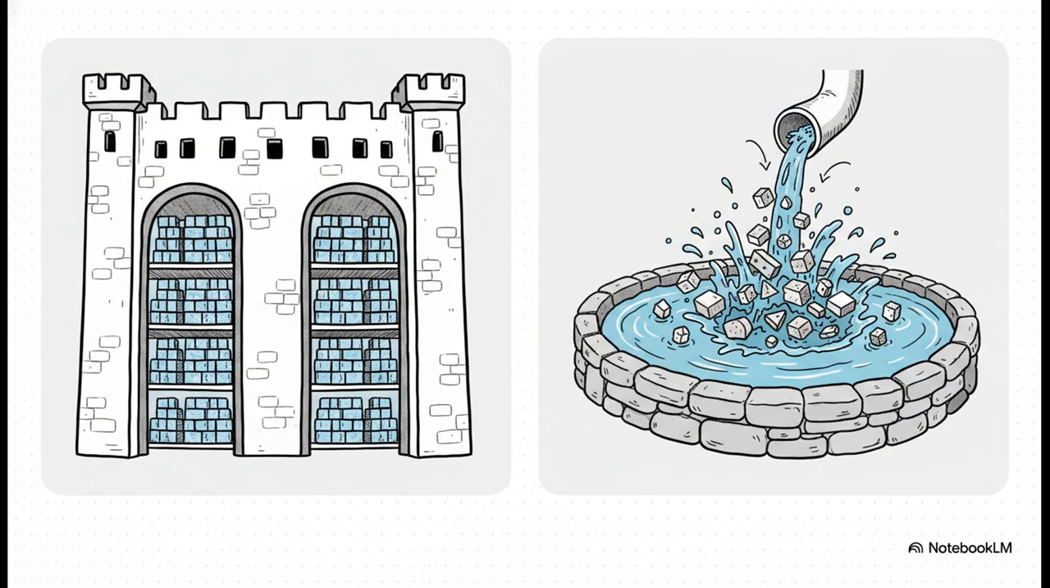To solve this, we generally build 2 very different types of vaults. On one side, we have data warehouses. Think of these as highly structured, organized repositories designed for clean historical reporting. On the other side, we have data lakes. These are massive, super flexible repositories designed to hold raw, unstructured, and semi-structured data exactly as it arrives.